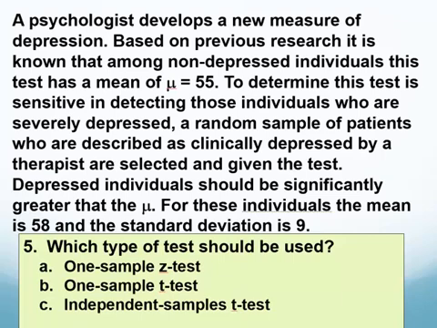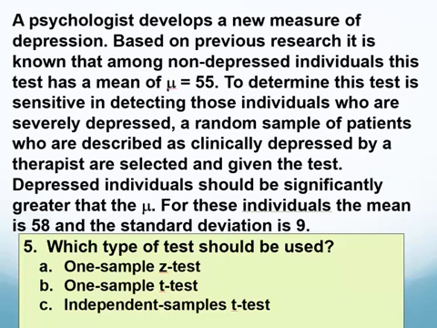Okay, so again, if thinking about this as an algorithm, the first question you want to ask is how many samples are there? And you should have determined that there's one sample, right? One sample of depressed people that had a mean of 58 on this new measure and a standard deviation of 9. And they're being compared to some population value. Here in this case, the population mean is 55.